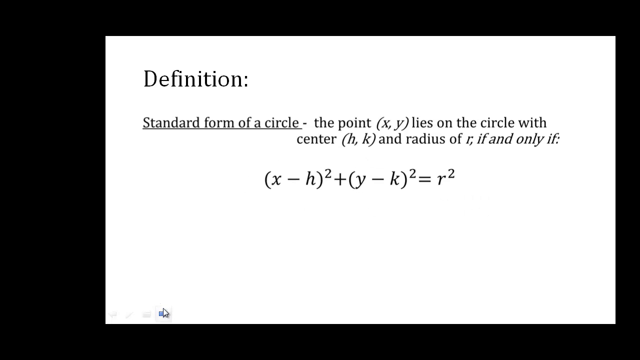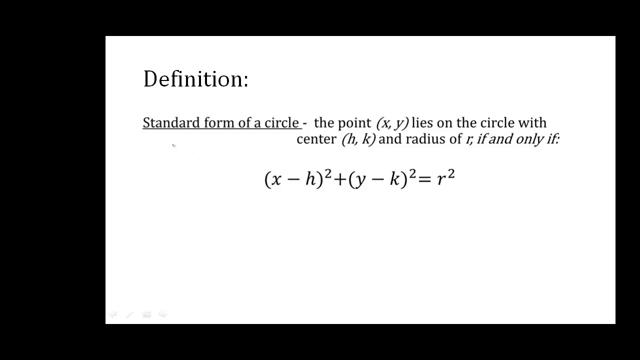Today's lesson is about the standard equation of a circle. First of all, let's look at the definition. Definition: the standard form of a circle is the point (x, y) lies on the circle with a center (h, k) and a radius of r, if and only if (x - h)² + (y - k)² = r².